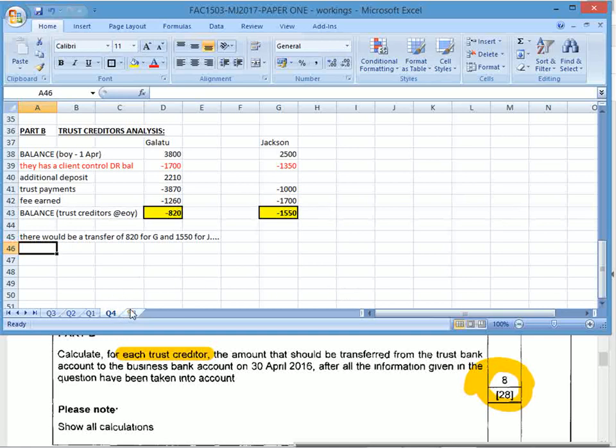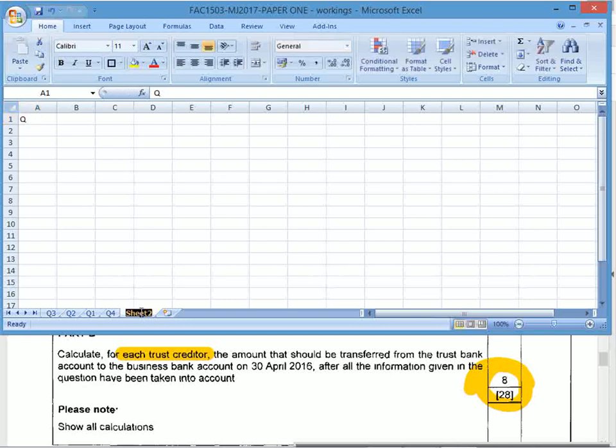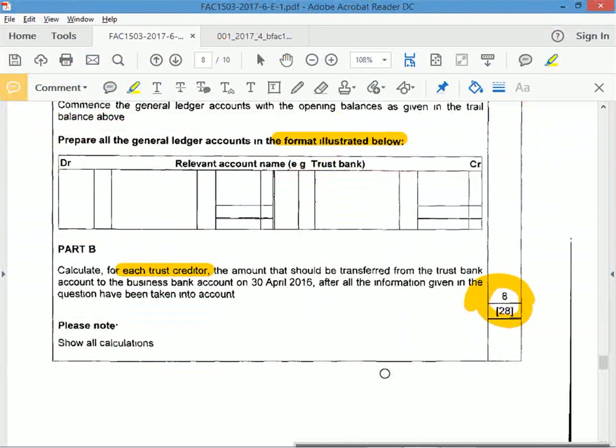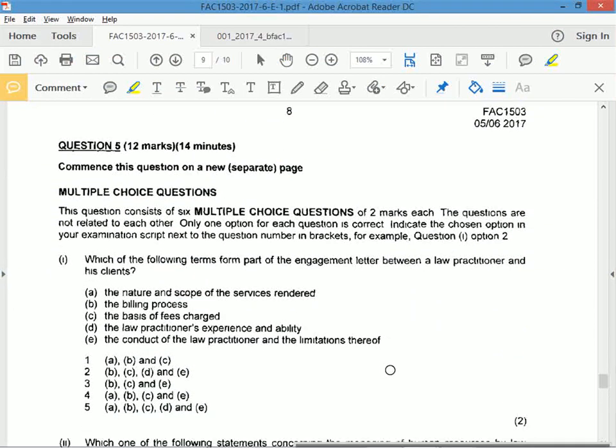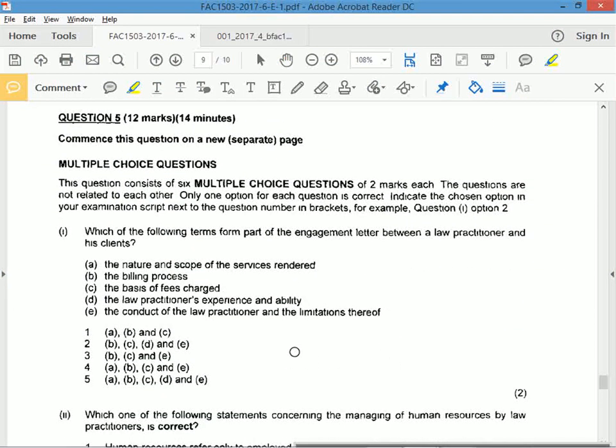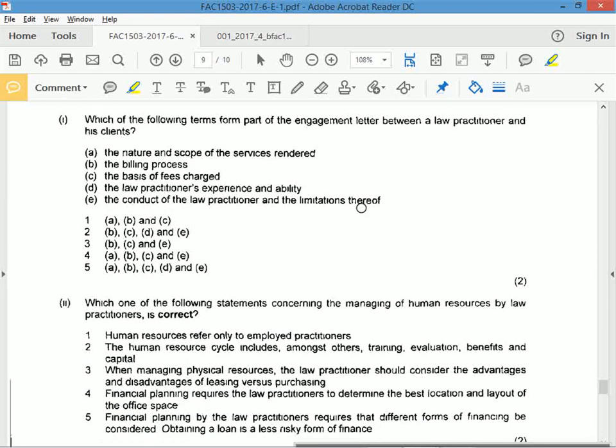Okay. Last question, number 5. AP123. Yeah, that was a bit of a longer question, so it does take up more time. But remember, you made up more time from those other ones. Right, so the 6 multiple choice questions of 2 marks each, 12 marks in total. The questions are not related to each other. Only one option for each question is correct. Indicate the chosen option. Okay, so which of the following terms form part of an engagement letter?